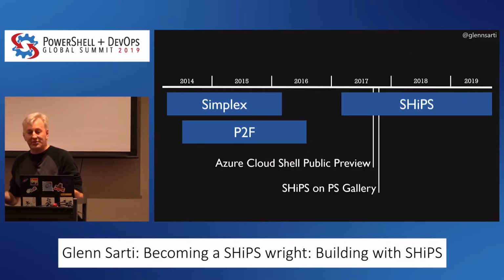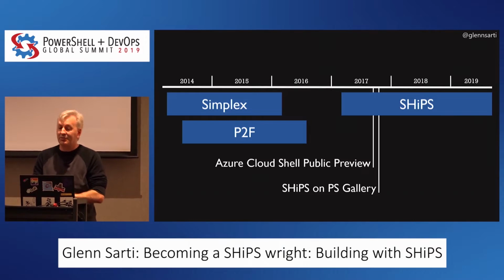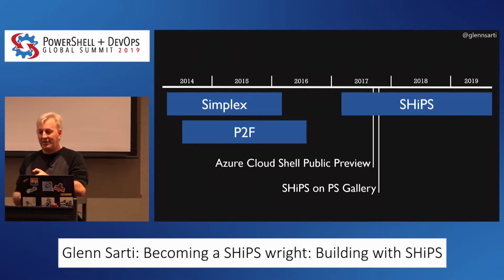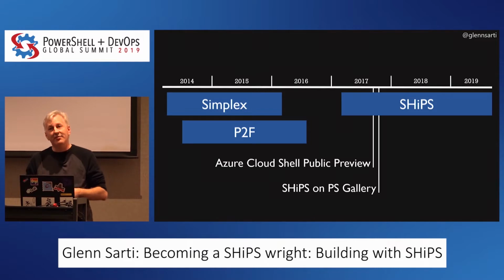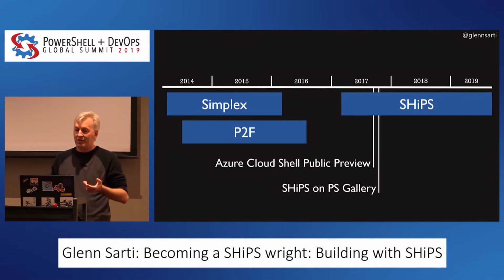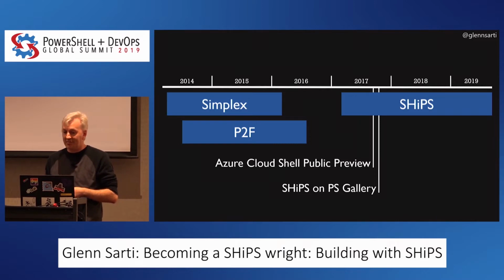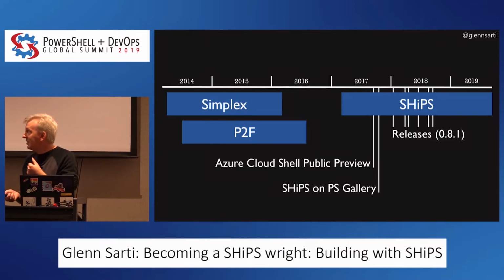Then sometime in 2017, the PowerShell team was working on the Azure Cloud Shell, which needed a provider. So they ended up creating SHiPS using P2F, to create a framework so you could create providers in PowerShell script instead of C#. In October, the Cloud Shell went public preview, and SHiPS went open source not long after, in September. Since then, we've had a bunch of releases, the latest being 0.8.1.